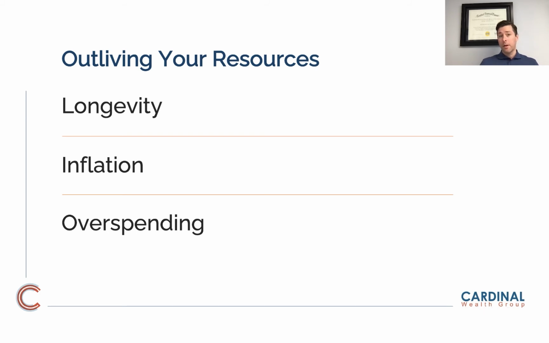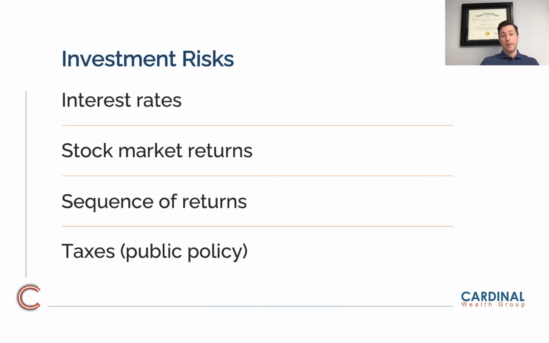The third topic there, or risk category, is overspending. That is spending more than what your current resources and nest egg are able to provide, ultimately leading to you having to either A, make adjustments, or B, run out of money. The next category would be investment risk.